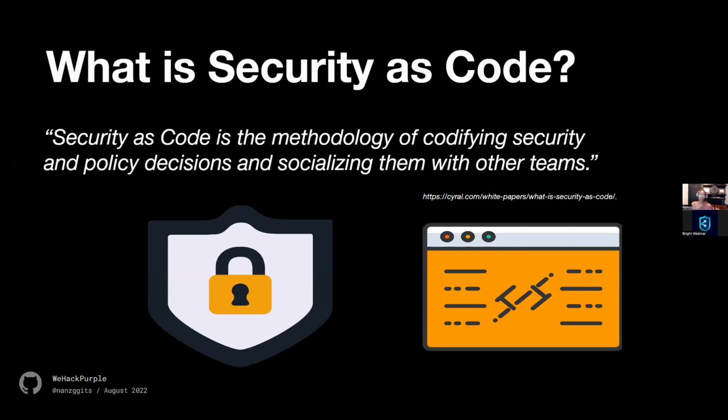So what is security as code? From the Cyril.com website, security as code is the methodology of codifying security and policy decisions and socializing them with other teams. As members of the We Hack Purple community, you've probably heard before that security is everybody's job. But how do different members of a team who work on the same project, but at different phases of the software development lifecycle and with different skill sets, communicate efficiently and provide feedback to each other?